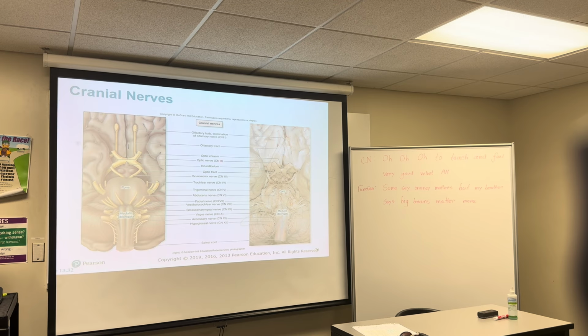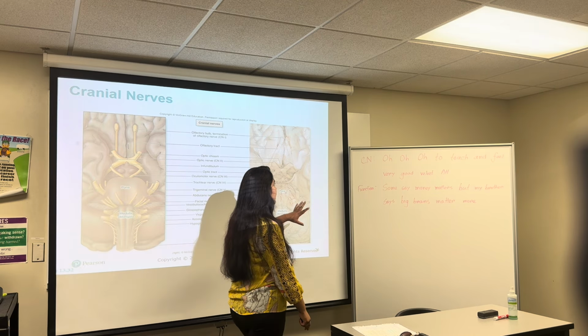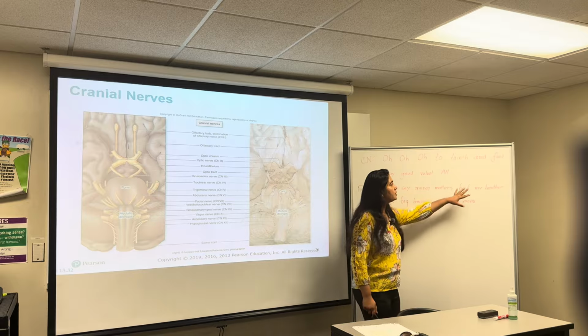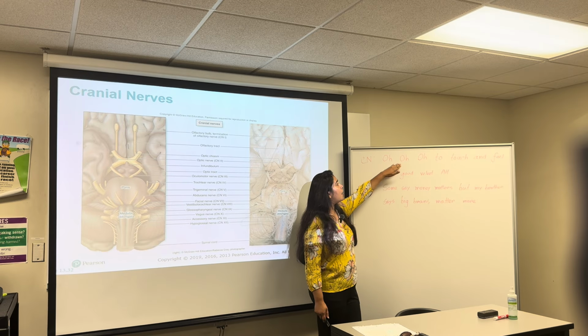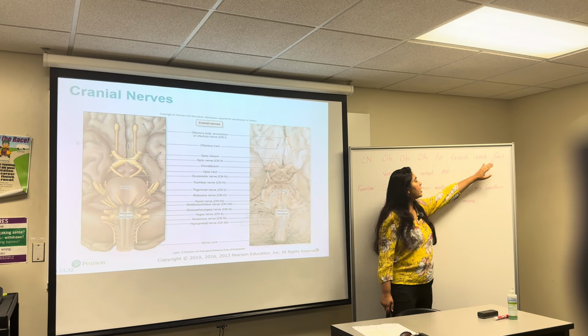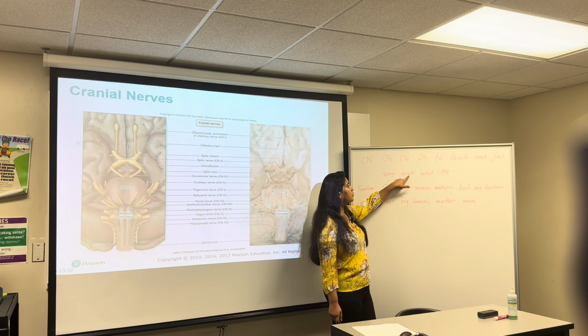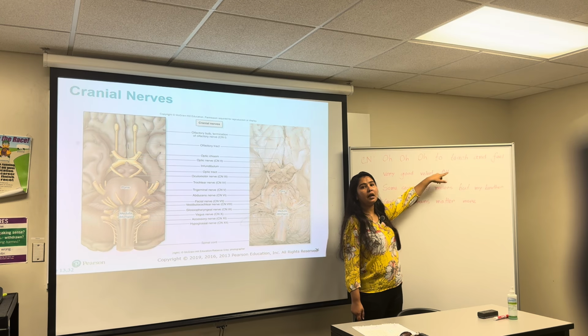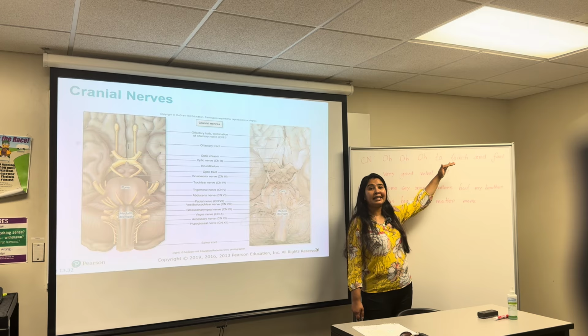So number 1 in Roman numeral, olfactory. Number 2, optic. Oculomotor, 3. Trochlear, 4, right? So you have to know their number, their name, their location, and also their function. Now these mnemonics right here will help you to remember some of these things. Olfactory, optic, oculomotor, trochlear, trigeminal, abducens, facial, vestibulocochlear, glossopharyngeal, vagus, accessory, hypoglossal. So you have to know their name.